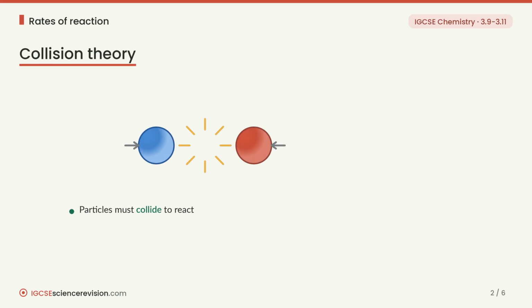Why do some reactions happen in a flash and others take years? Collision theory explains it. For particles to react, they first have to collide with each other. But a collision isn't enough on its own. The particles must also collide with enough energy, at least the activation energy, to actually react. So anything that makes collisions happen more often or with more energy will speed the reaction up. That single idea explains every rate factor we're about to meet.